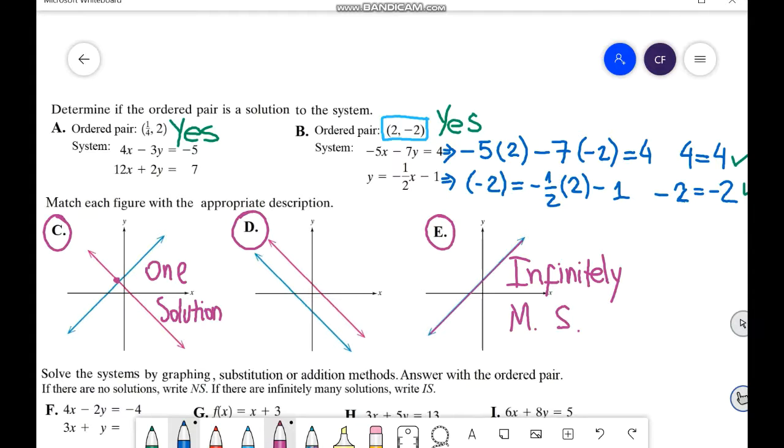That means letter D is going to be no solution, right? No solution. Thank you, Cynthia. Yes.